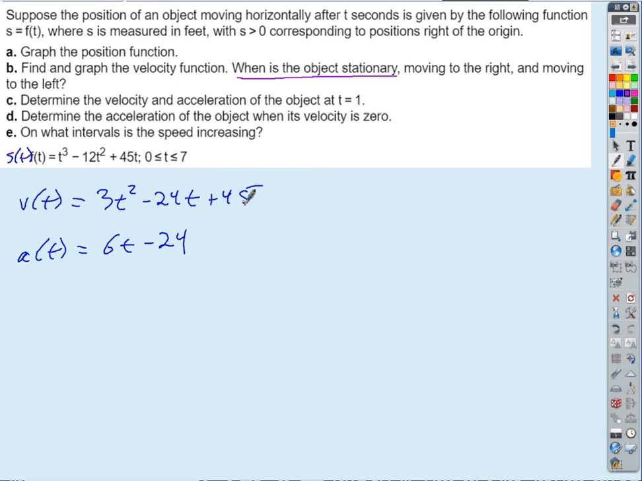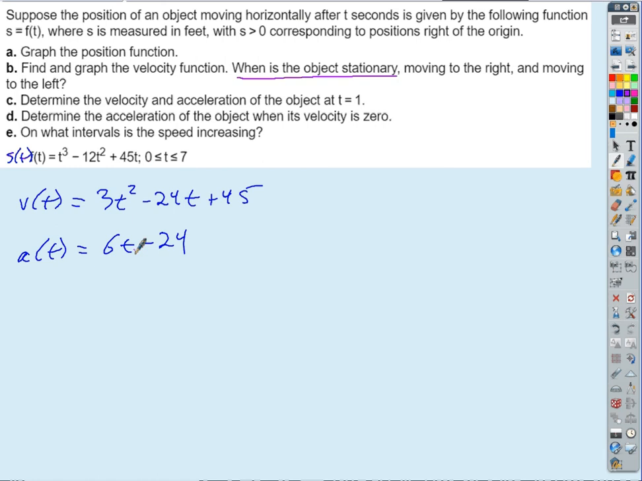Determine the acceleration of the object when its velocity is 0. Well, a of 0, no big deal. And then what about the last one? On what intervals is the speed increasing? This is probably the tricky one. Where would speed be increasing?